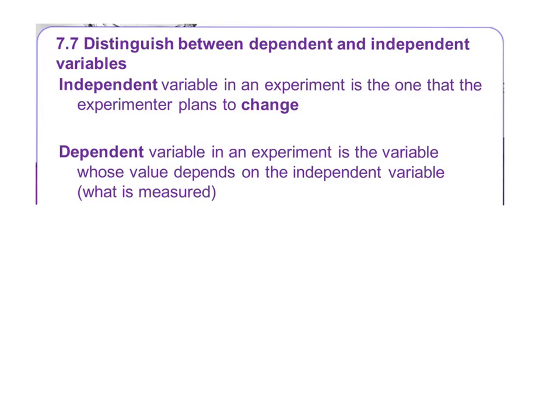First of all, please take out your notebooks and go ahead and pause the video and copy the definition for independent variable and dependent variable. An independent variable in an experiment is the one that the experimenter plans to change. Experimenter is you. What are you changing in an experiment? The dependent variable in an experiment is the variable whose value depends on the independent variable, or we say what is measured during an experiment.